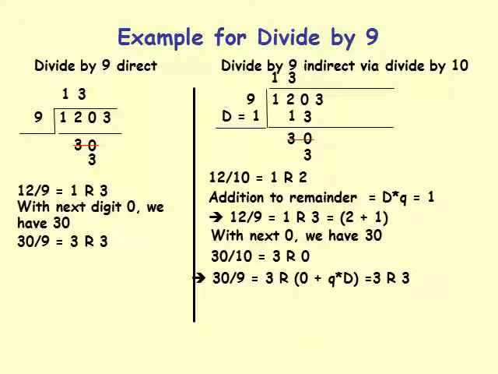Okay, let's see how to do that. So I just added 3 here, to the next dividend digit. 0 plus 3 is 3. And I crossed out the previous one.